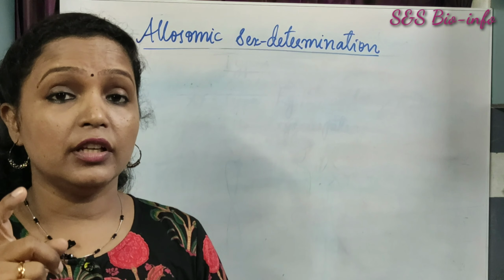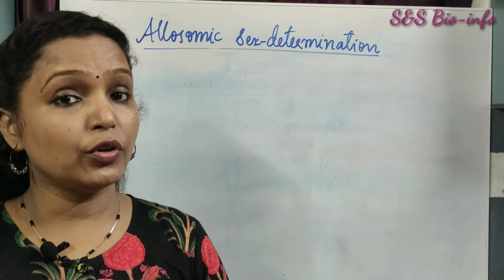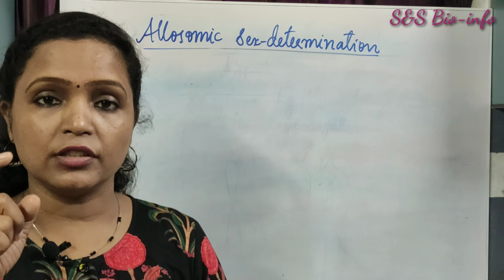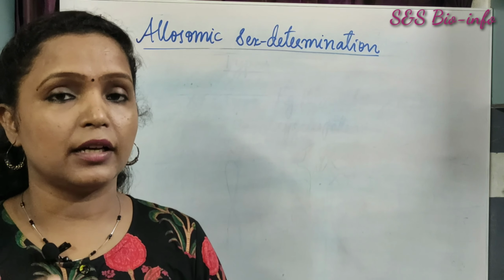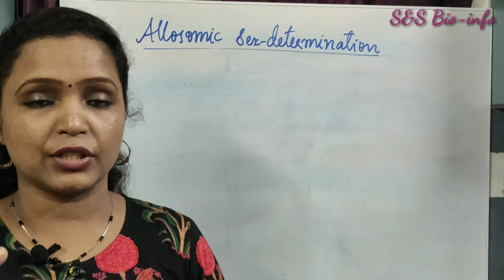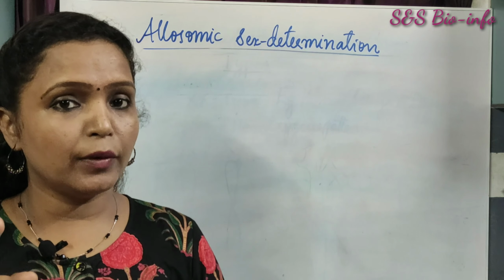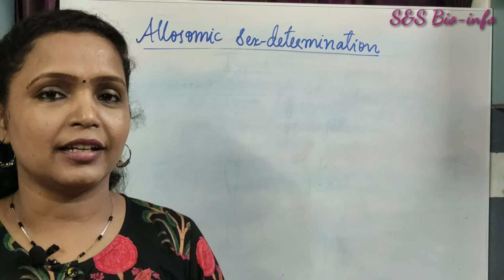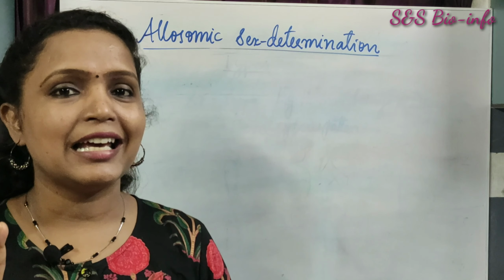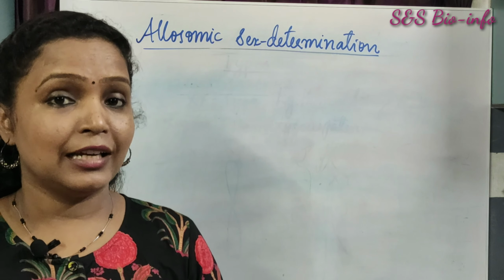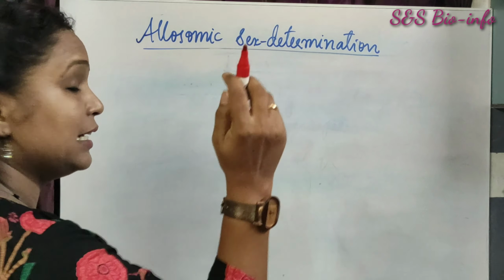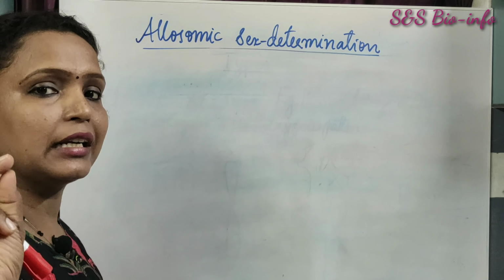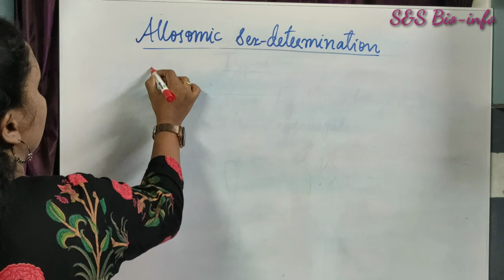Human beings have 23 pairs of chromosomes. Out of these 23 pairs, the first 22 pairs are autosomes. The last one pair is allosome or sex chromosome. In human male, it is XY pattern, and in human female, it is XX pattern. Let's study how is it determined. Let's consider the male parent and the female parent.